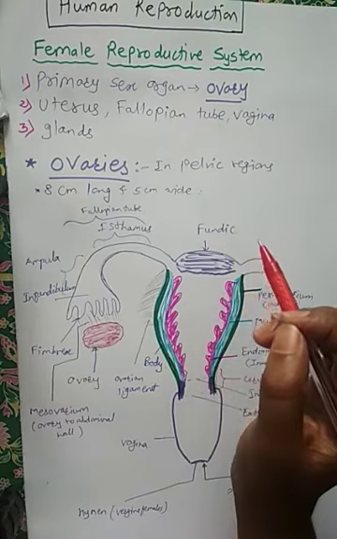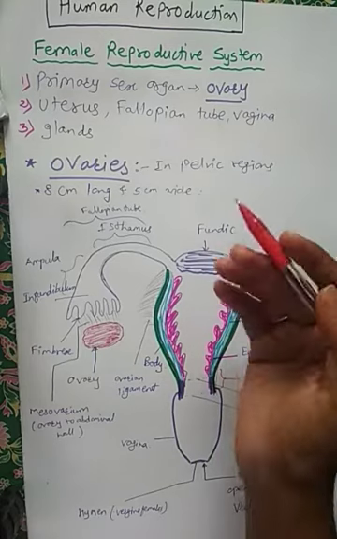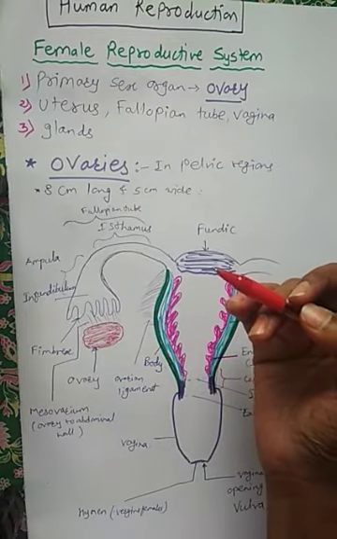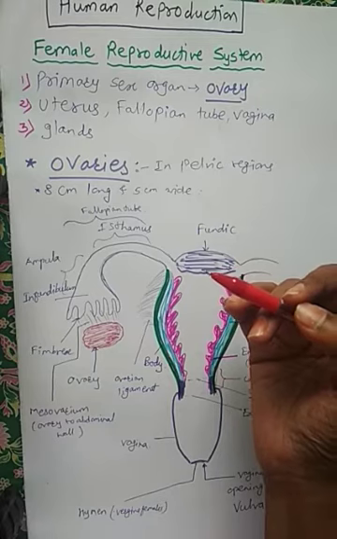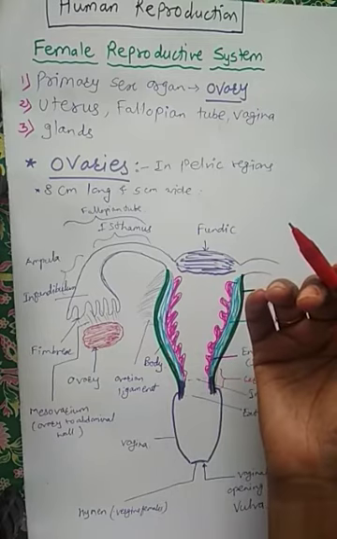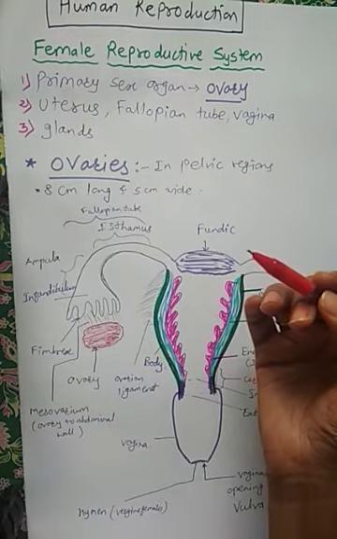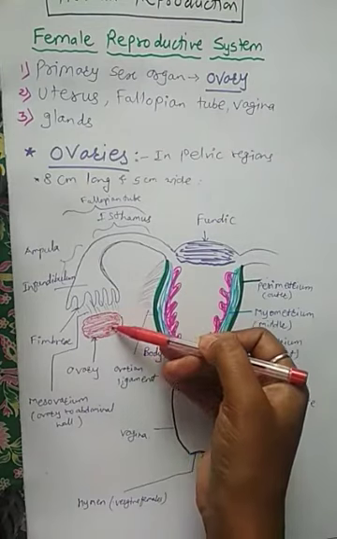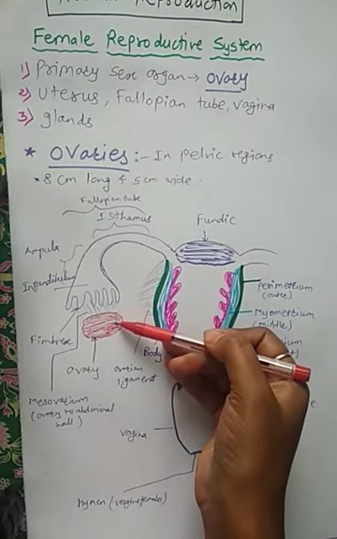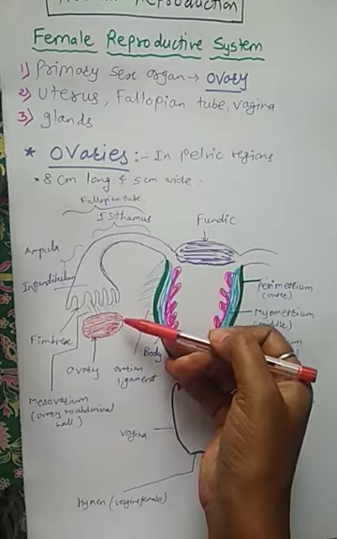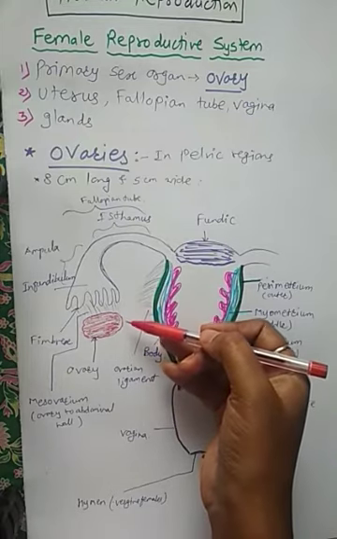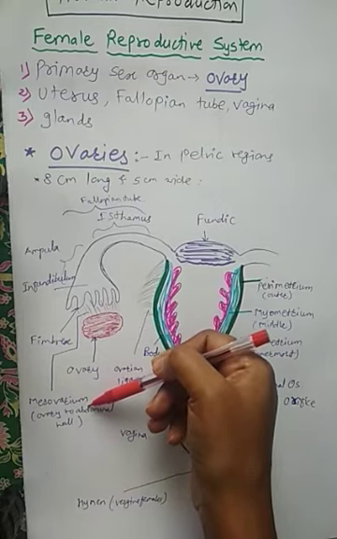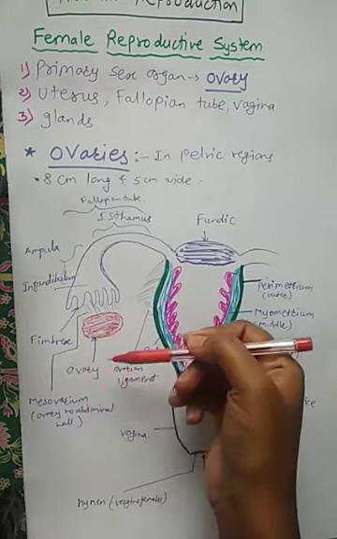Ovaries are small almond-shaped glands located in the lower abdominal region, that is, the pelvic region. They are inside the abdominal cavity, opposite to the male reproductive system. They are suspended in mesenteries. These mesenteries are transparent mucous folds called mesovarium. These help the ovaries attach to the abdominal wall. These are the important things.